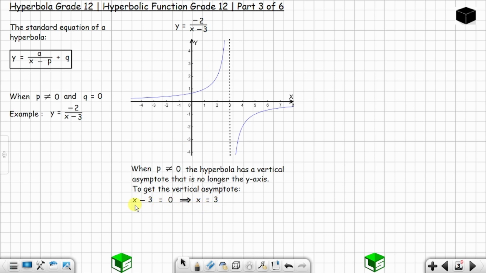So why do I equate this to 0? Because if you have division by 0, you are going to have an error in your calculator. When you have an error in your calculator, that's when you can have the vertical asymptote.